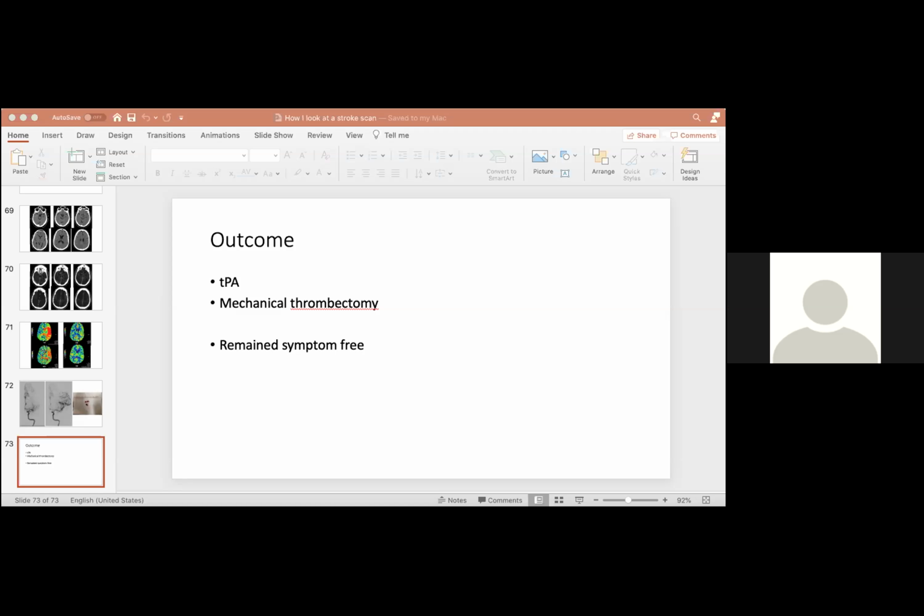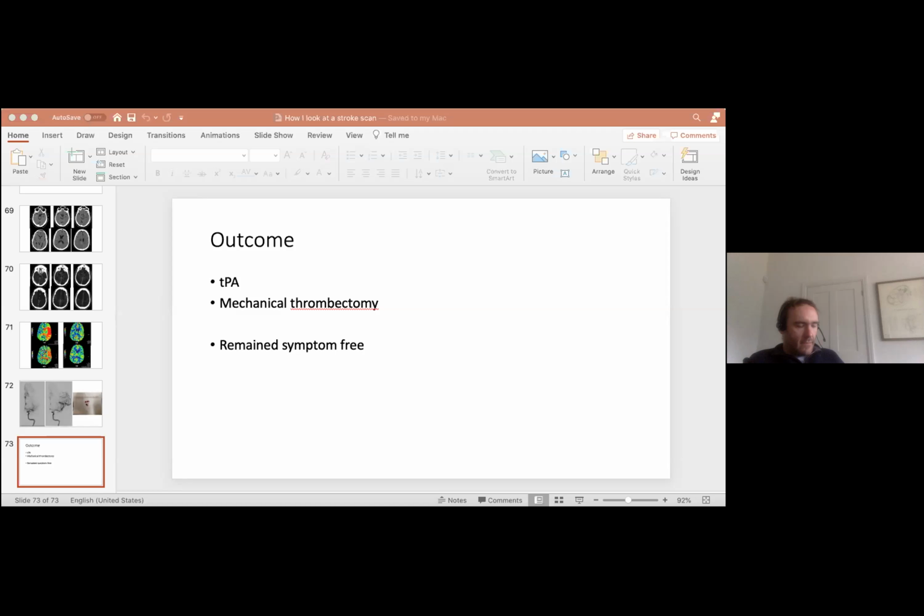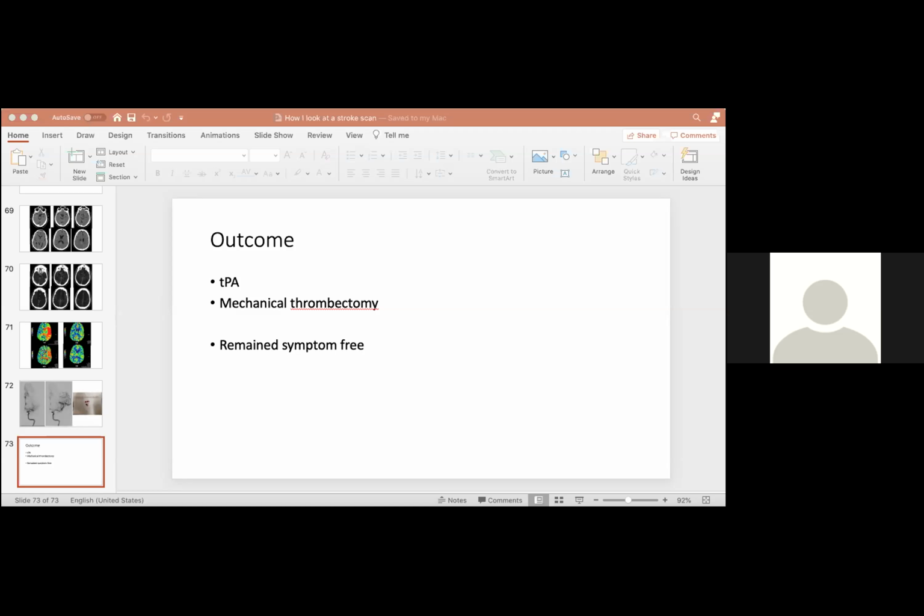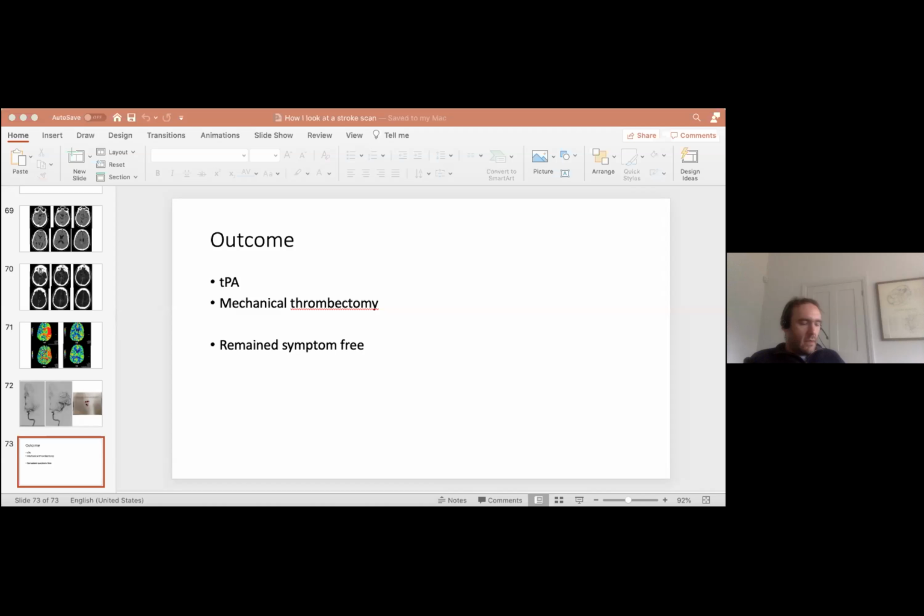I just had one question actually. In mechanical thrombectomy and stroke, do you have a particular time cutoff from stroke onset where you'll say, we don't think endovascular therapy is going to be helpful here? Or are you guided more by the CT characteristics?